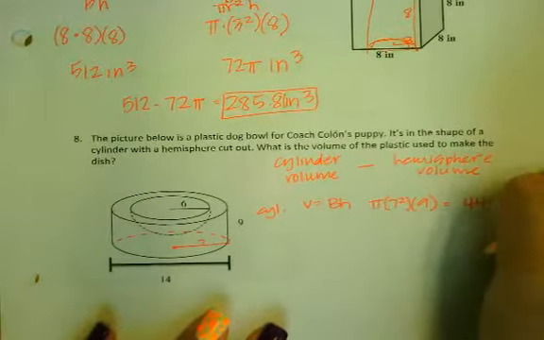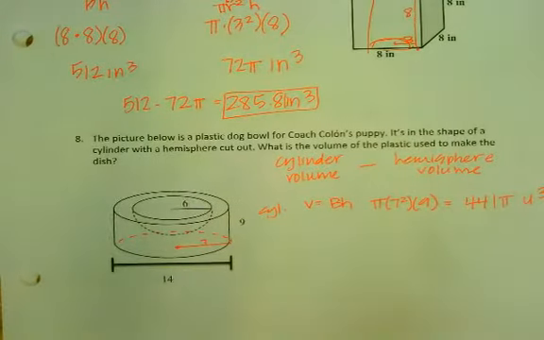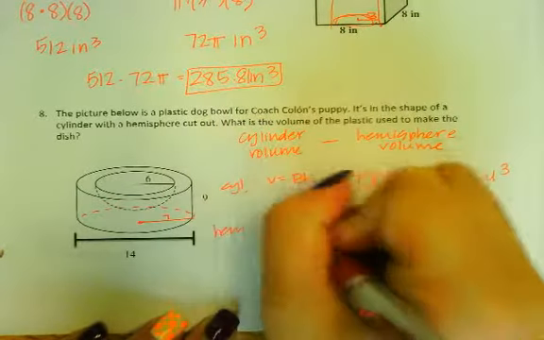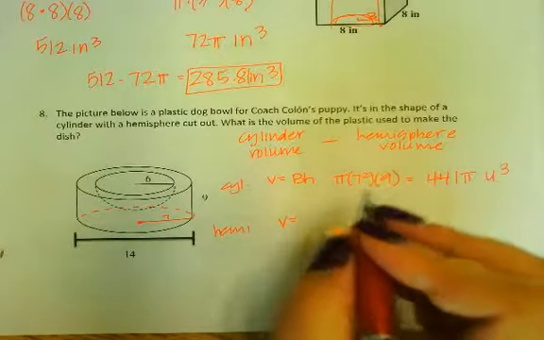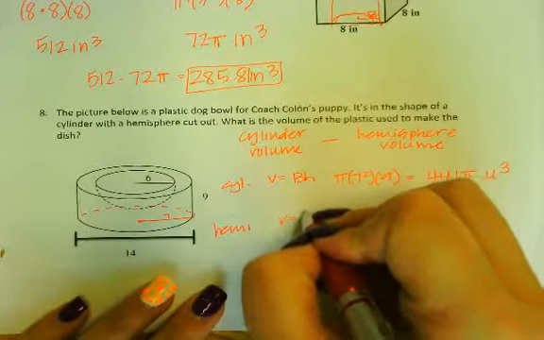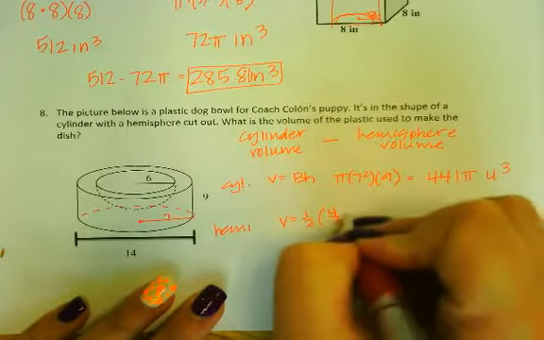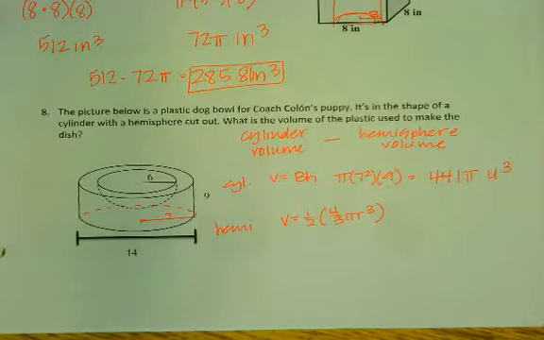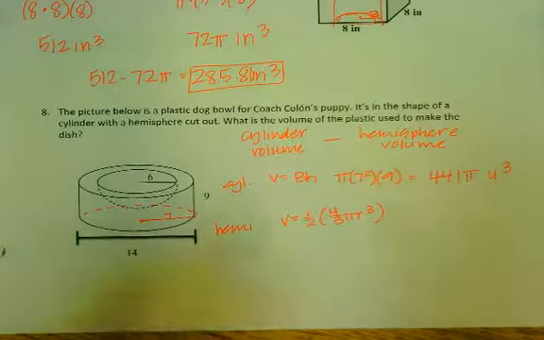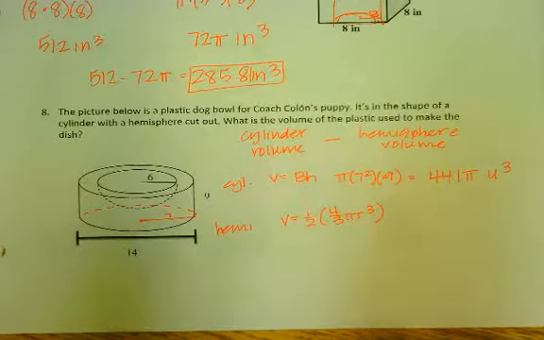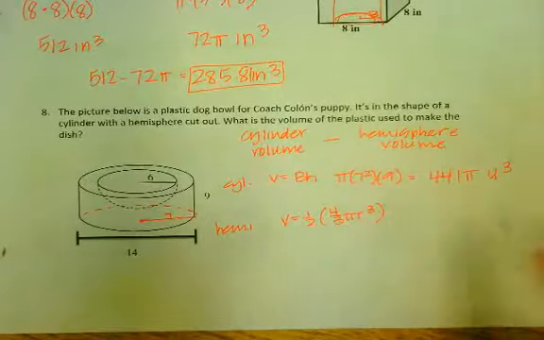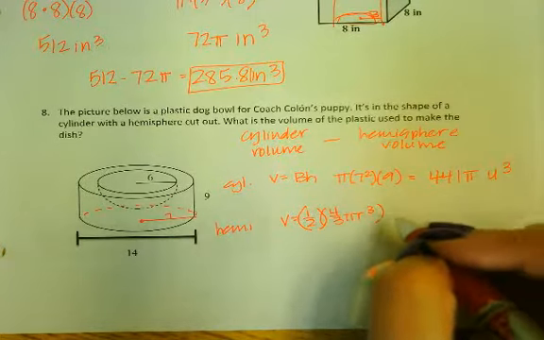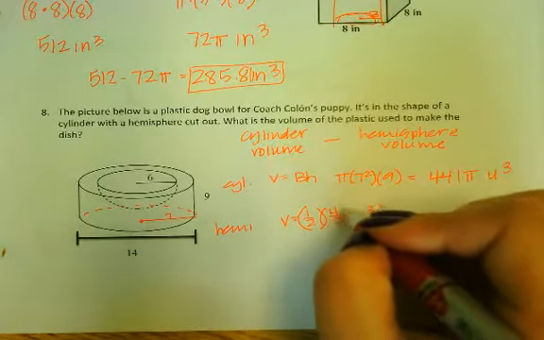Okay, hemisphere. What's the volume of a sphere? 4/3 pi r cubed, and we know that we're going to have to multiply that by 1/2 or divide by 2 because it's a hemisphere. What's 1/2 times 4/3? Very good, 2/3. Okay, so now we have 2/3 pi r cubed.